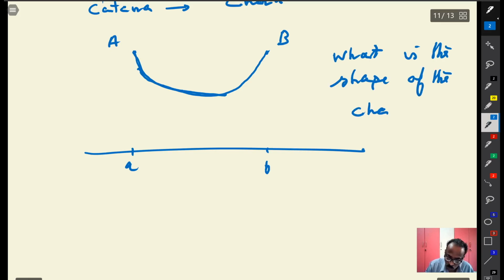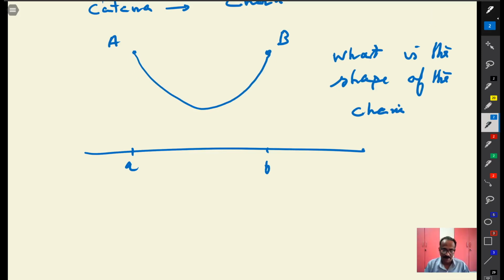Of course, if the chain is too long, it's possible that the chain will come and stay here. So we are avoiding that. Also you can solve it, but we want a chain that doesn't look like that. Typically people will think that it will be a part of a parabola and things like that, but that is not true. Unfortunately, that's not the curve here.